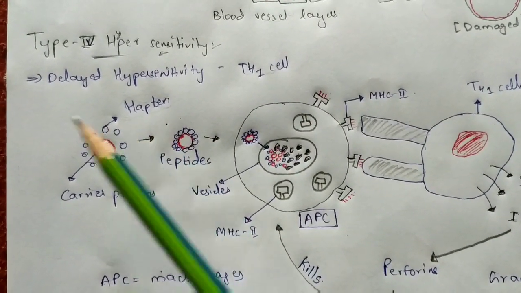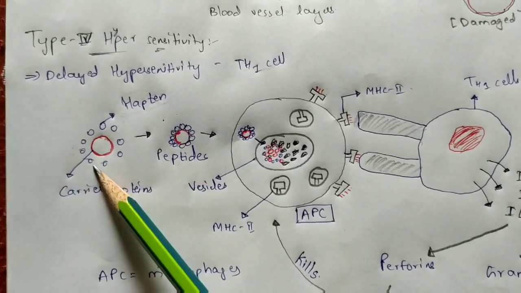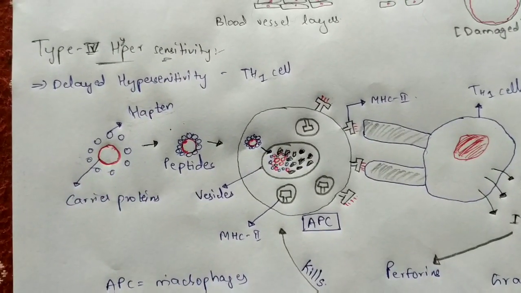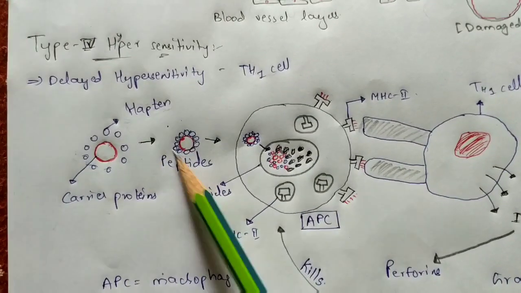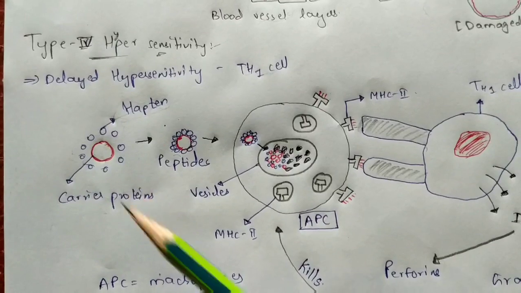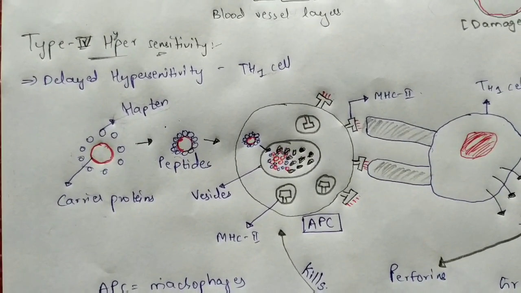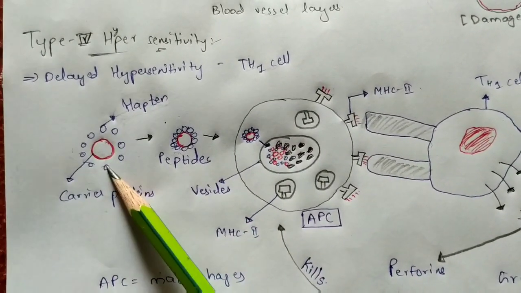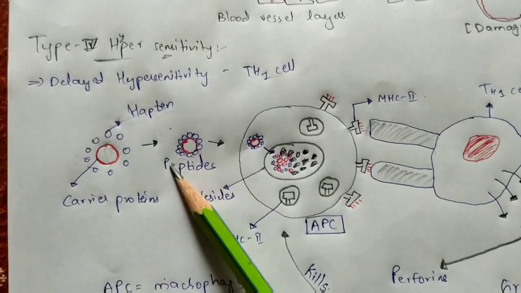So when the haptens enter into the body, the hapten and the carrier proteins, which are normally present in our body, combine with each other to form peptides. So haptens will be released from the plant and the carrier proteins will be present in our body itself. Both the hapten and carrier proteins get combined with each other and mainly form peptides. So this is the structure of the peptide. And now these peptides will enter into the macrophage.